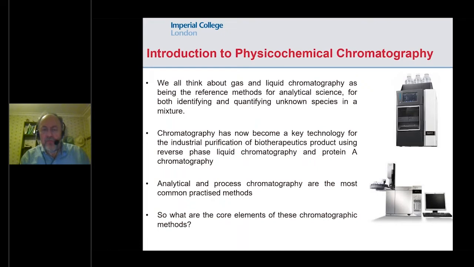Although those techniques are very well established, we'll be talking about something which is very closely related, but slightly different. We're going to be talking about physicochemical chromatography today. So let me start by reminding you about some of the key elements in chromatographic methods.